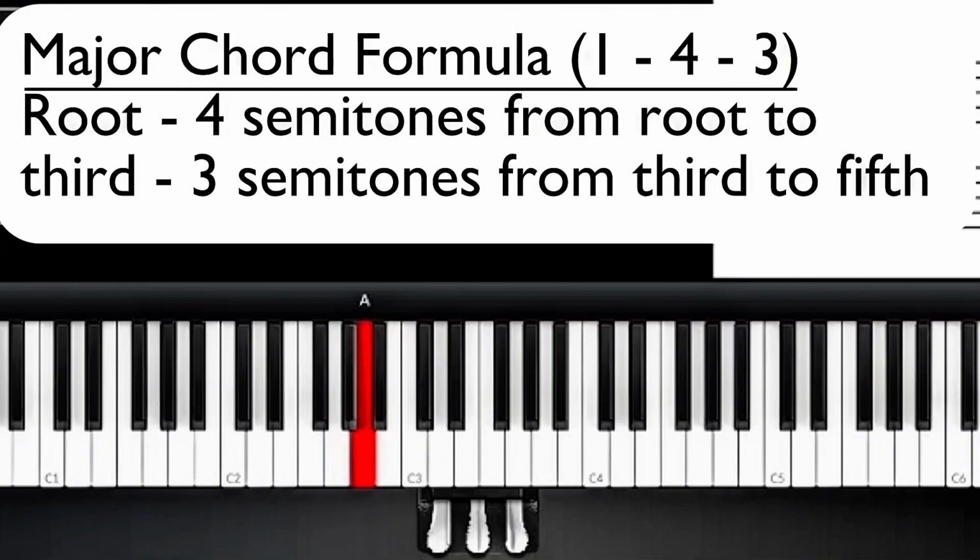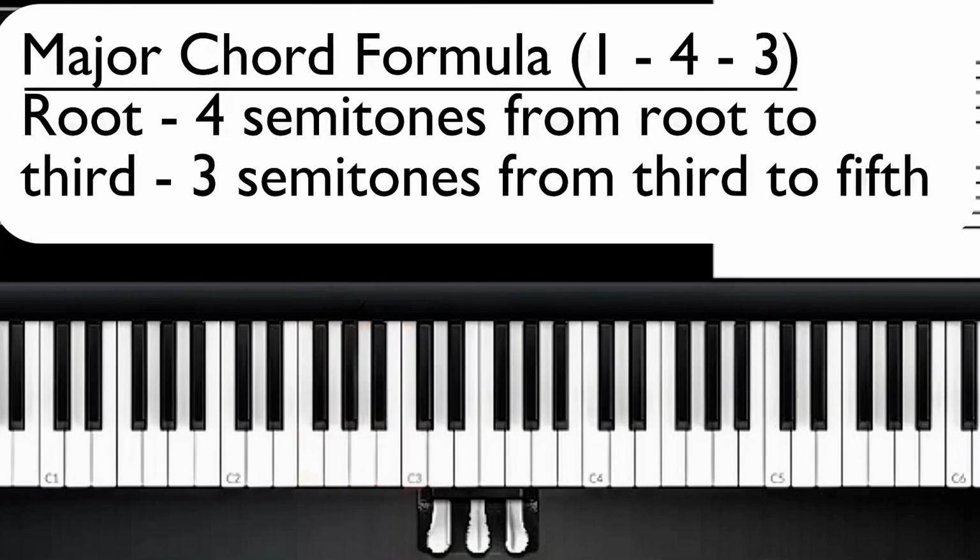Now we have to find the 5th. And our formula says 3 semitones from the 3rd to get the 5th. So let's count. From here, our next semitone will be this. So 1, 2, and 3. So we now have the 5th. Now let's play them together. This is a major chord.